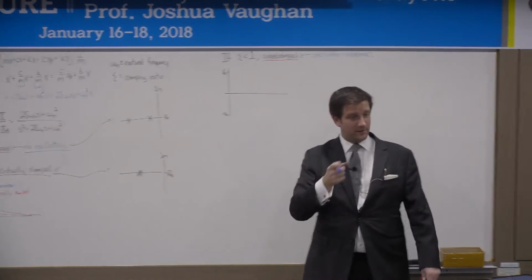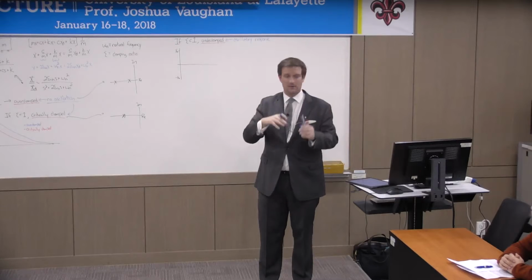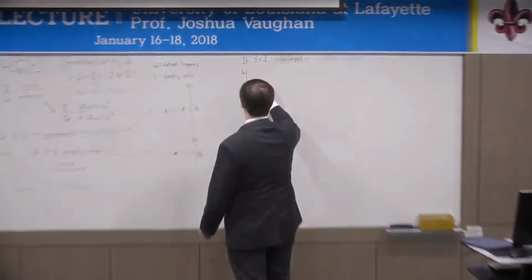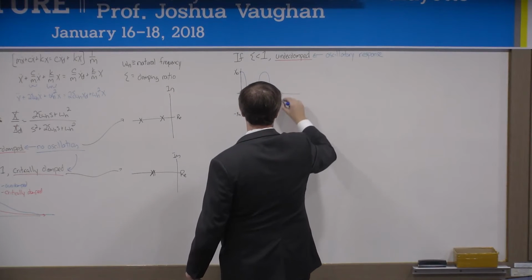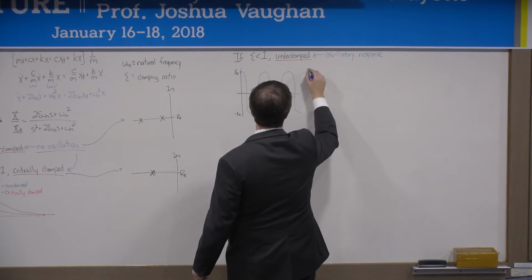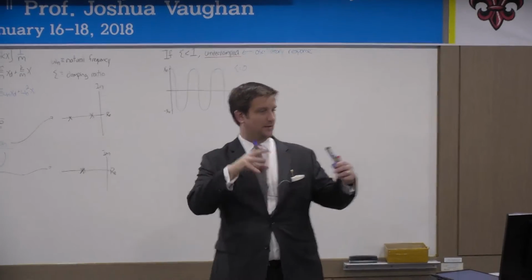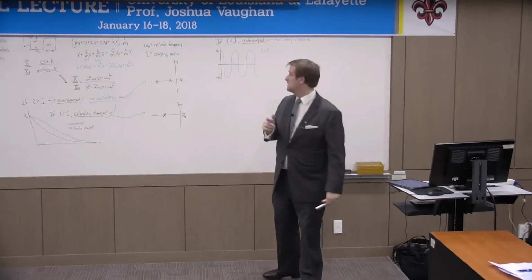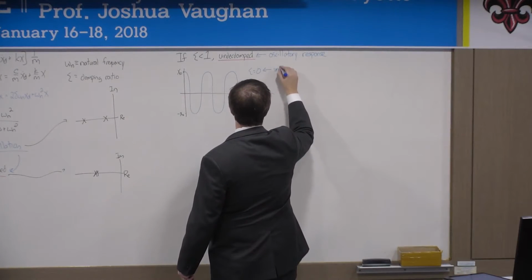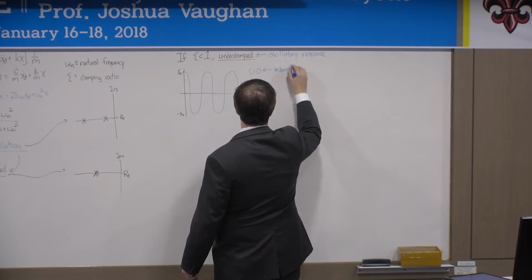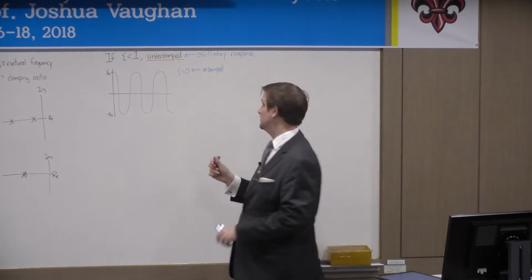We've said before, if zeta is 0, then this thing would oscillate forever. So let's look at that case. If I have zeta 0, it just oscillates back and forth and back and forth forever. This is actually a special case of underdamped, and we'll call that undamped. There's no damping at all if zeta is 0.